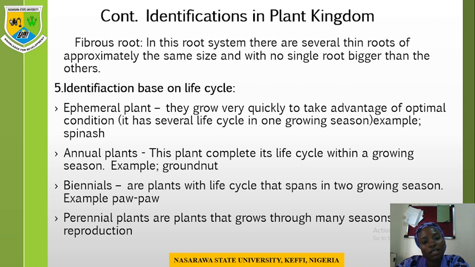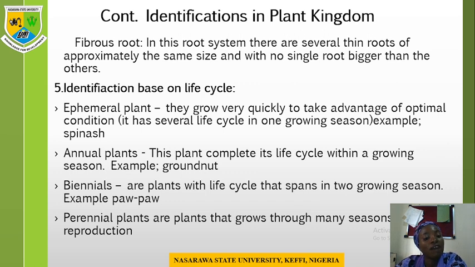Another means of plant identification is identification on the basis of life cycle. We have the ephemeral plants. This kind of plants grow very quickly. They take advantage of optimal conditions. That means within a cycle, they can grow as long as the essential nutrients and conditions needed for their growth are being supplied. Mostly our vegetables. You have the right to control the growth of such plants.